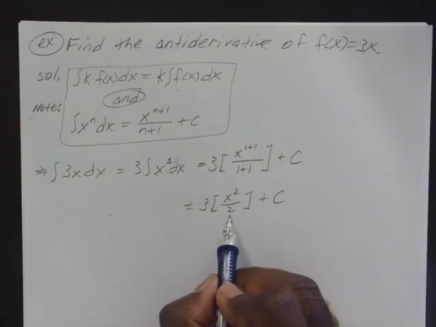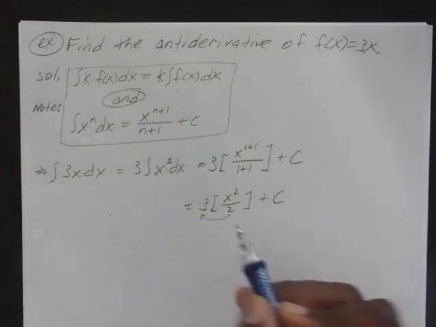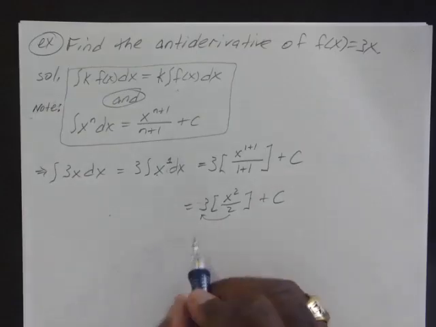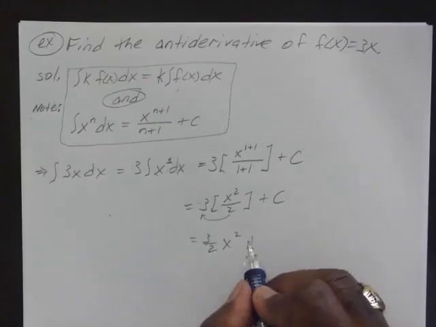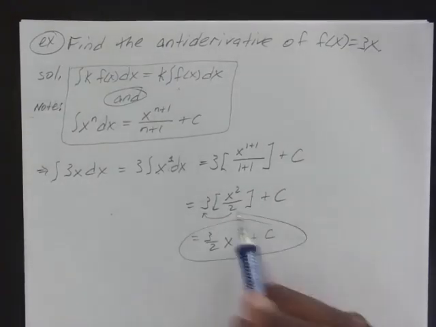So there's a 2 in the denominator. We can factor out that 1/2 and multiply it by that 3. That gives us 3 over 2 x squared plus c as our antiderivative.